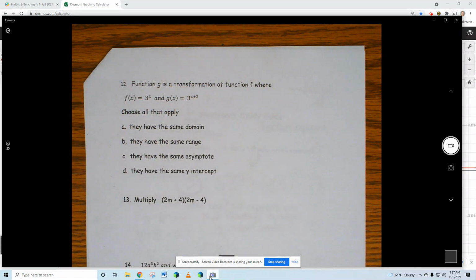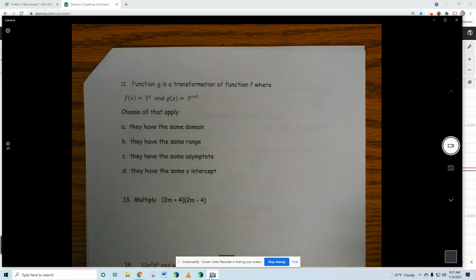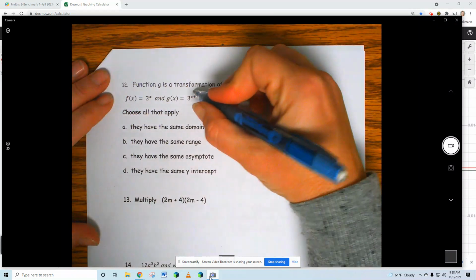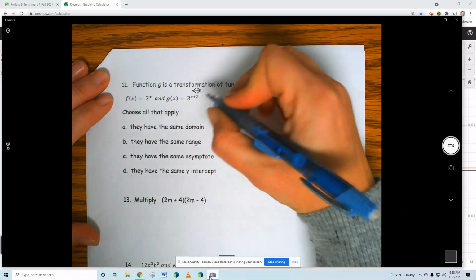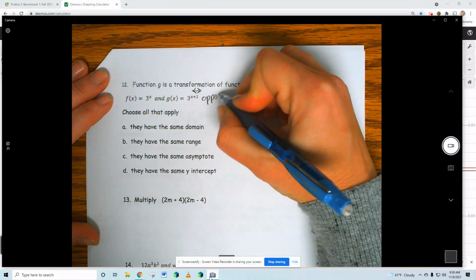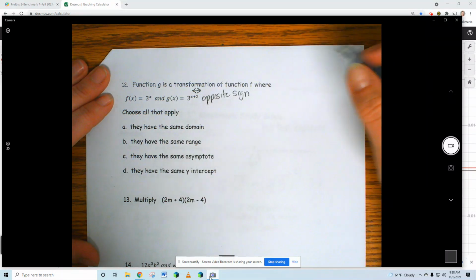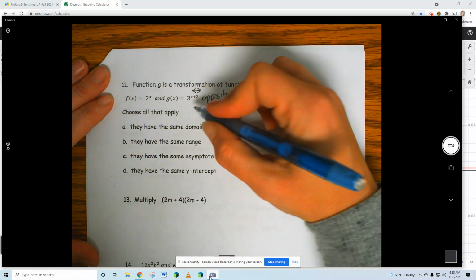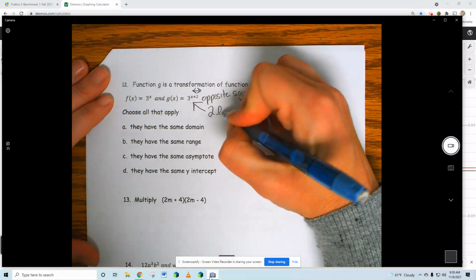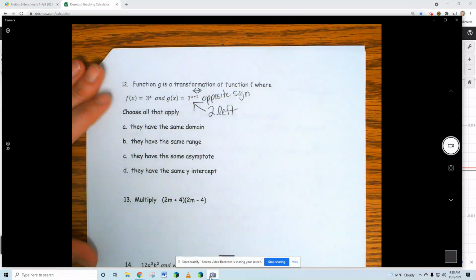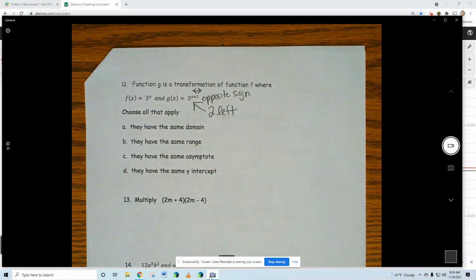So in a transformation, the x plus 2 is going to move it. So the x plus 2 moves it left or right, but it's the opposite sign. So this graph is going to be 2 to the left of the original. 2 spaces to the left of the original.